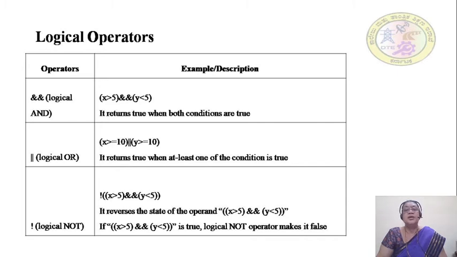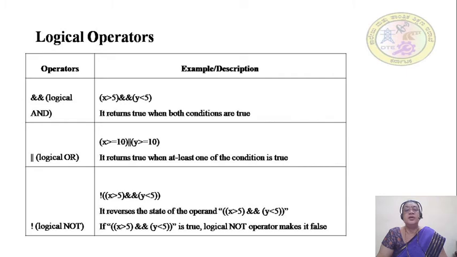Logical OR: x >= 10 || y >= 10. It returns true when at least one of the two conditions is true. Either when x is greater than or equal to 10, or if y is greater than or equal to 10, then also it will return the value true.